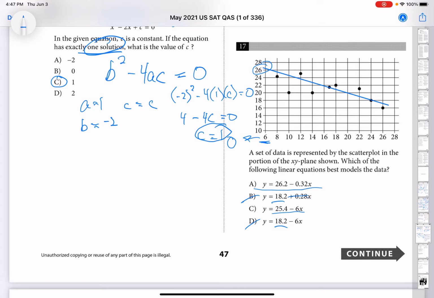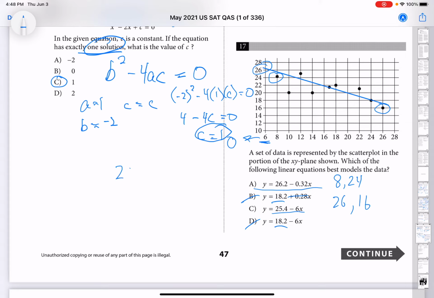So let me see over here. I'm going to try to see if I can find the slope real quick. What I'll do is take this point, and this point over here. The point I'm going to use is 8, 24, and the other point that I'm going to be using is 26, 16. I'm just going to find the slope.